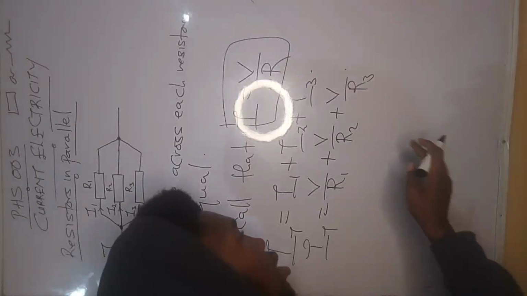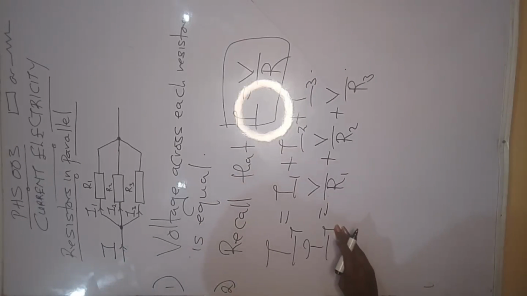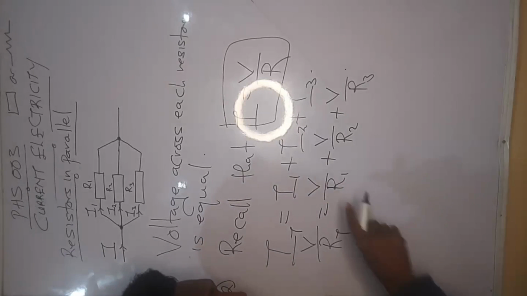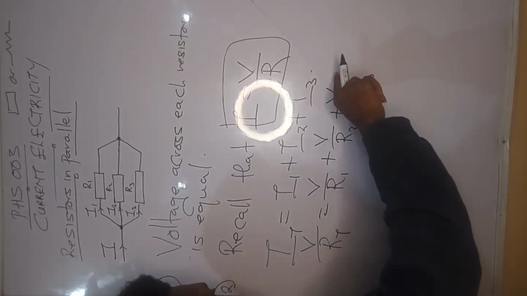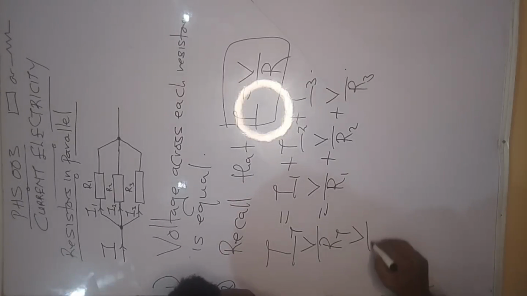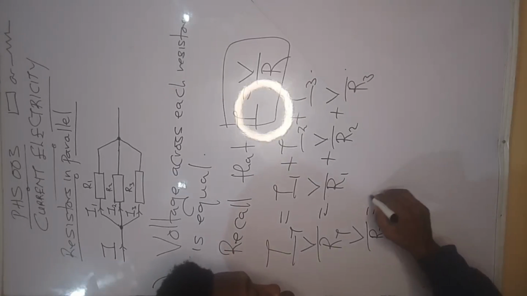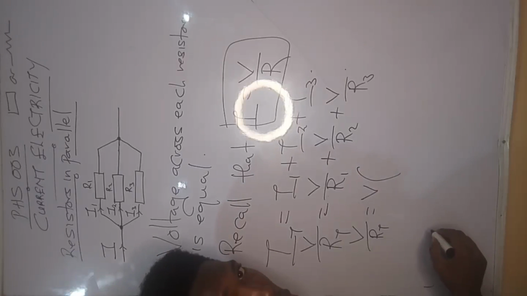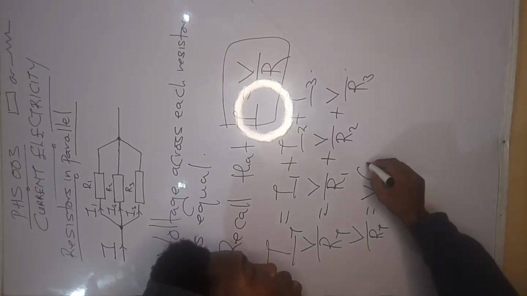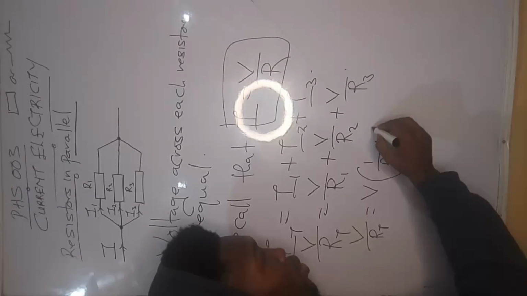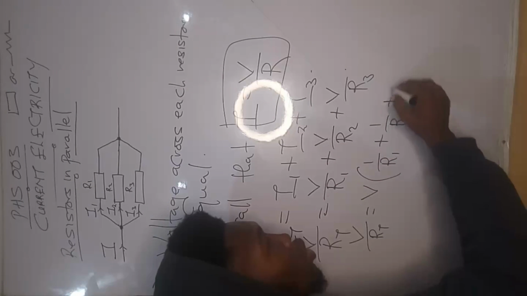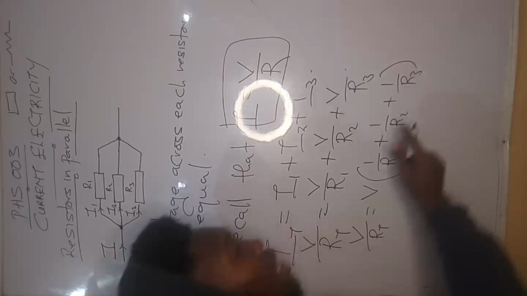To be common. And if I come to this place here, I can write this I total as V over R total. And what's common in all of them here is V. True or false? So I can say V over RT is equal to V into bracket, since V is common, 1 over R1 plus 1 over R2 plus 1 over R3, because we factorize V out of here.